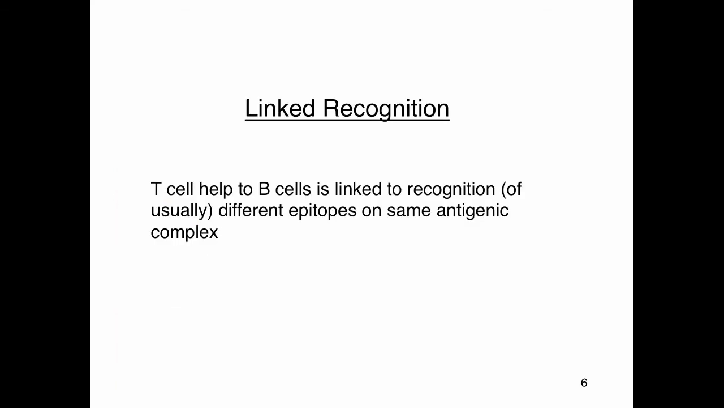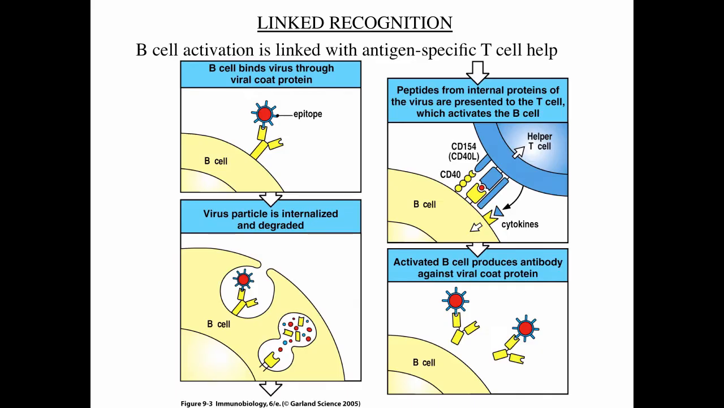And so this process by which T cells provide help to the B cells is often described as linked recognition. And the reason it's called linked recognition is that T cell help to B cells is usually linked to recognition of usually different epitopes on the same antigenic complex. And let's go through what that means in a little bit more detail.